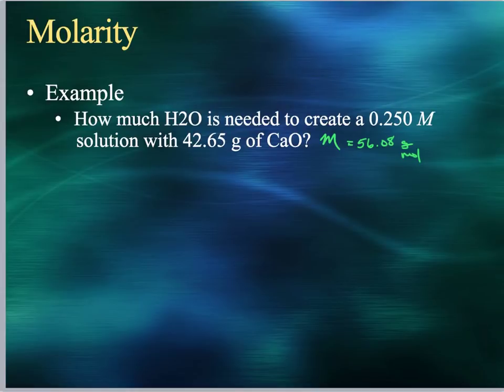Let's do another one. More practice. How much water is needed? So this is going to be a volume, not a mass. How much water is needed to create a 0.25 molar solution with 42.65 grams of calcium oxide? It gives us the molar mass of CaO up there. Once again, same equations.